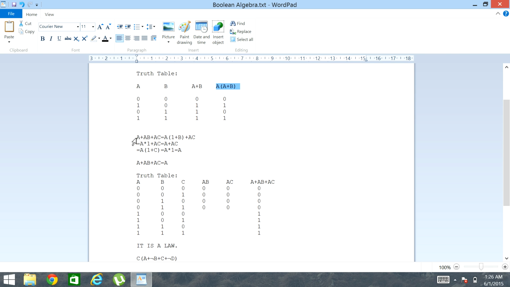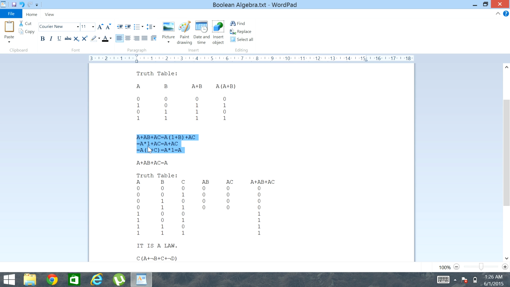Okay, now let's do another truth table for this expression, a plus ab plus ac. First, let us simplify this expression. A plus ab plus ac can be written using the distributive law as a times 1 plus b plus ac, by just, for the first two terms, taking out the a. 1 plus b is just simply 1. It's a law because 1 plus anything is always 1.